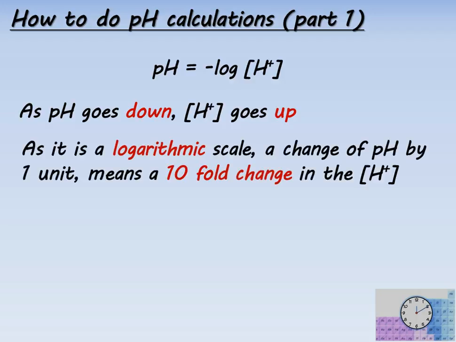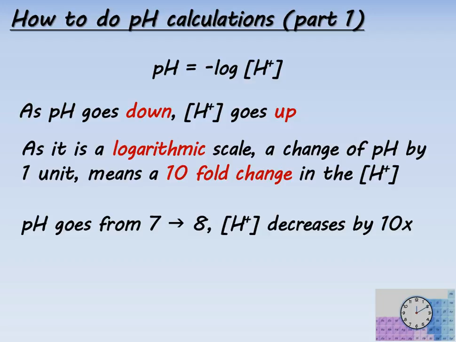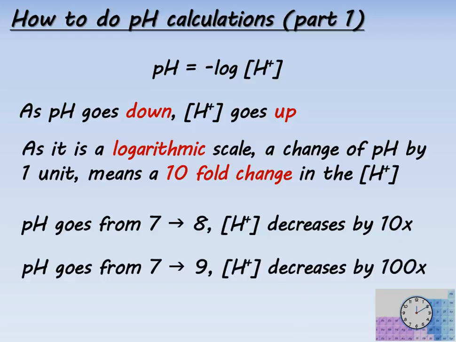It's a logarithmic scale, which means that a change in pH of just 1 unit will mean a tenfold change in the concentration of hydrogen ions. So as pH goes from 7 to 8, the concentration of hydrogen ions will decrease by tenfold. If you go from 7 to 9, then the hydrogen ion concentration decreases by 100-fold.